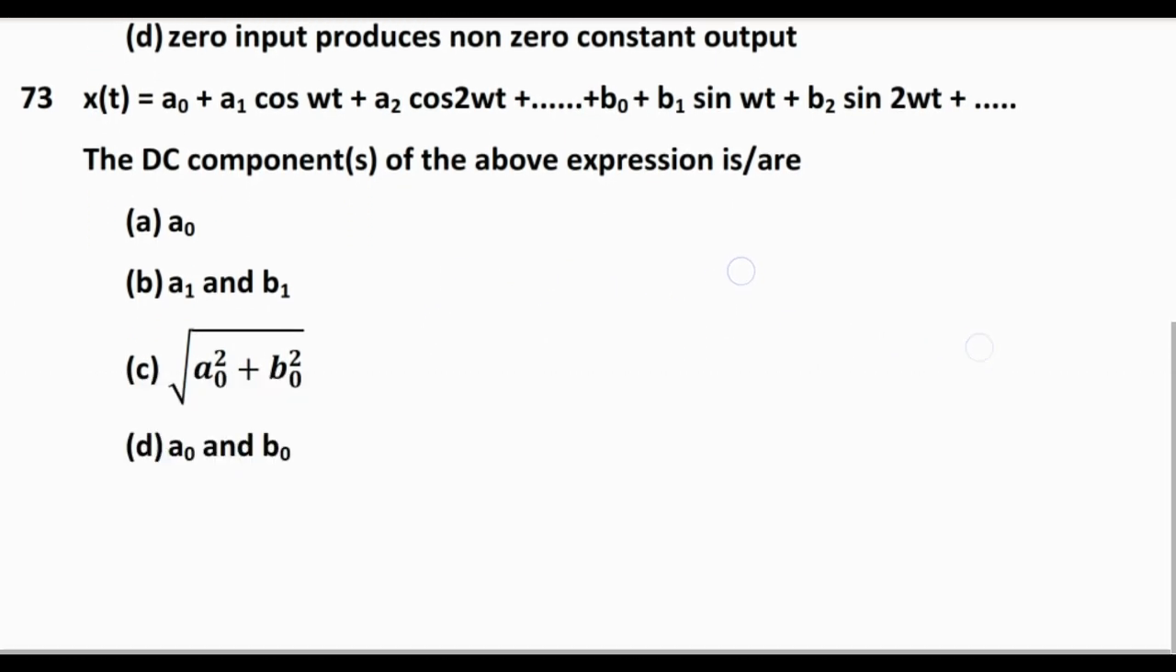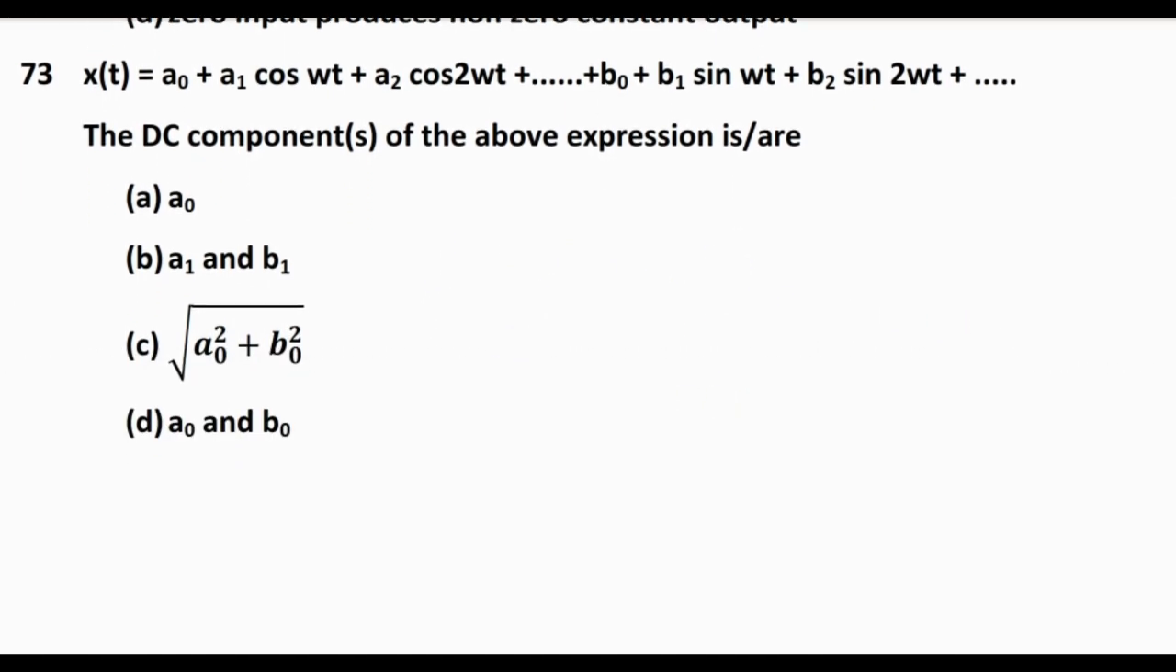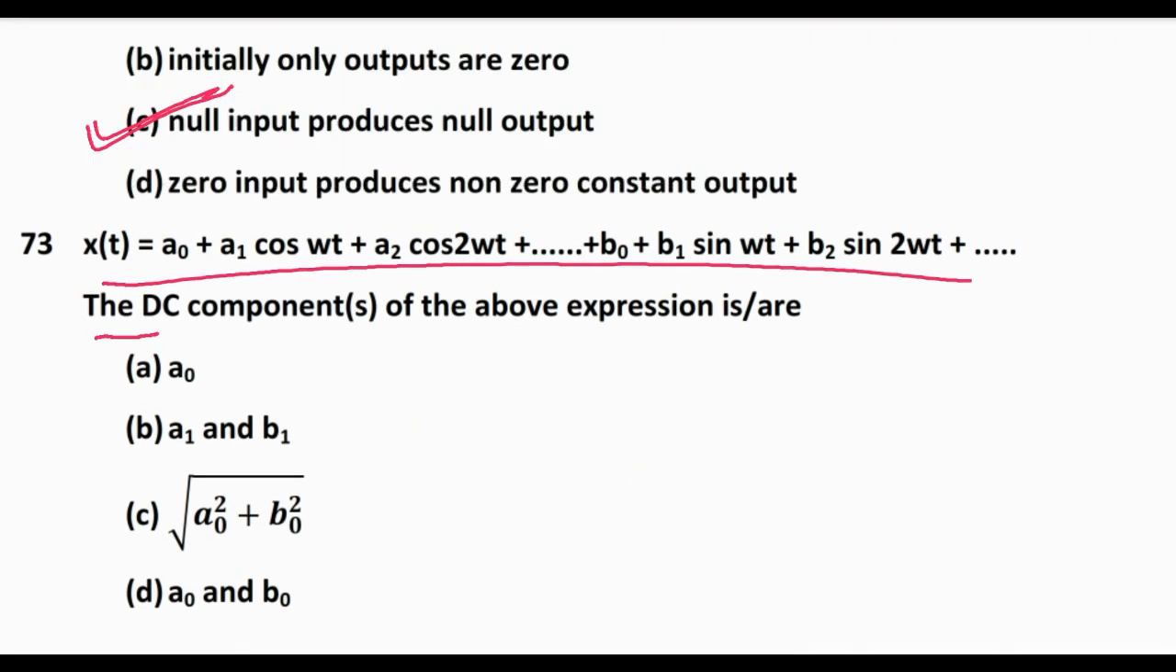Question number 73, this expression is given, and the question is the DC component of the above expression. So what are the DC components here? In this expression clearly we can see that this one is one DC component and this one is another DC component. What is the DC component? It is where the frequency is 0. As the frequency is 0, there is the DC component.